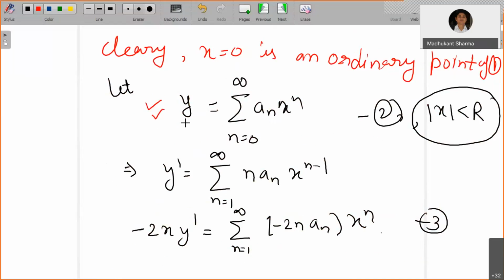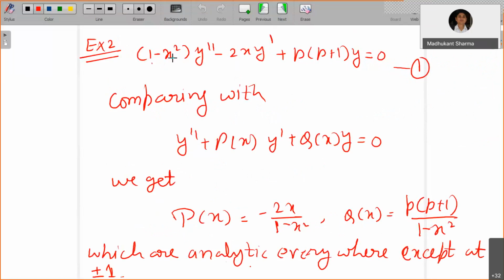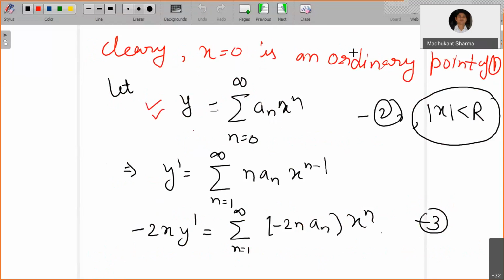Now you can substitute the values of y dash and y double dash. What you require here is x squared times y double dash, 2x times y dash, and p times (p plus 1) times y. You have to fit everything together and find these coefficients. From here, y dash is the sum of n times a_n x to the power n minus 1, so you can start with n equals 1 to infinity, because n equals 0 gives 0.